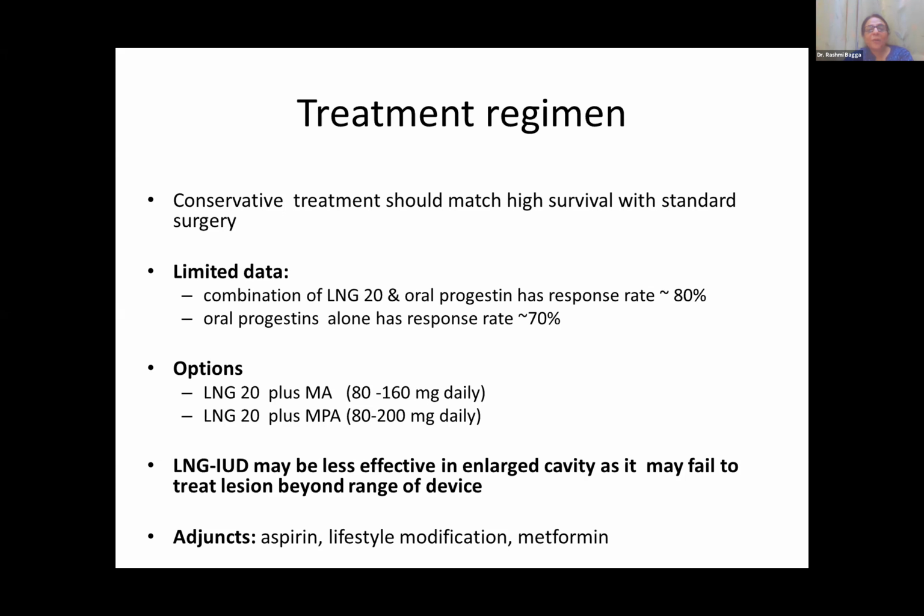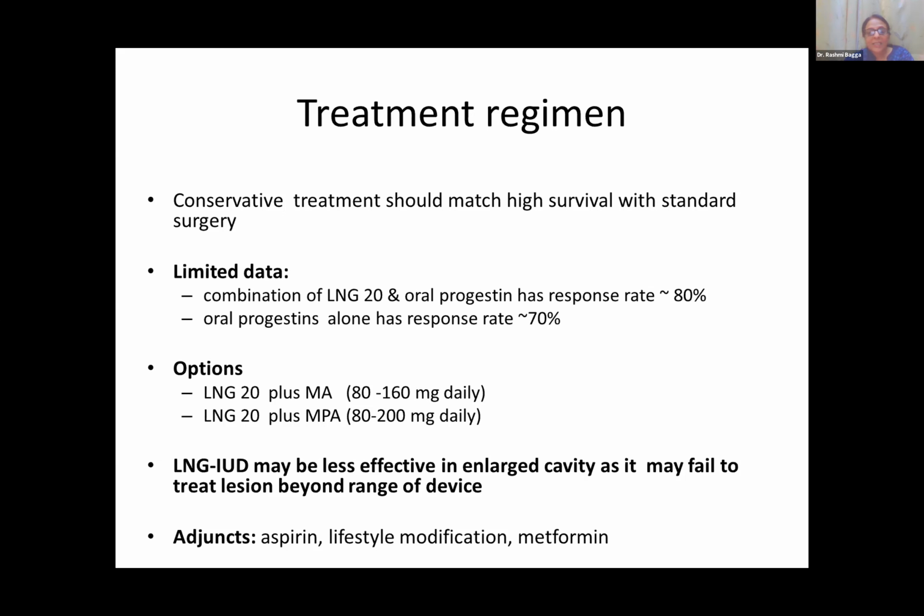So the conservative treatment which we are going to select, the treatment regimen, should match the high survival of the standard surgery. And limited data shows that combination of LNG IUD and oral progestin has a slightly higher response rate than oral progestin alone, though at present oral progestin alone in high doses is standard of care. The options can be either oral progestin alone in the doses I mentioned earlier, or we can try LNG IUD along with a lower dose of megestrol or MPA. But we have to remember that the LNG IUD may be less effective if the cavity is enlarged because it may not treat the lesion beyond the range of the device.